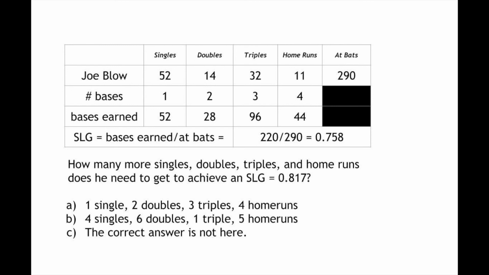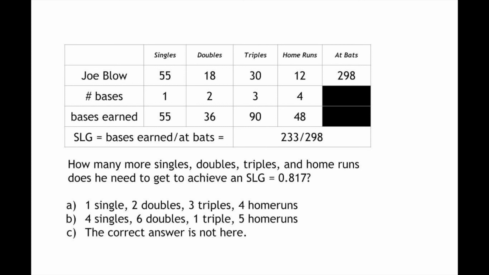So A's out. Let's scratch off A. Start over again. Start with B now. B is 55 singles plus 18 times 2 plus 30 times 3 plus 12 times 4. And that's all over 298. 55 plus 18 times 2 is 36, plus 30 times 3, which is 90, plus 12 times 4, which is 48. It's 233 divided by 298.